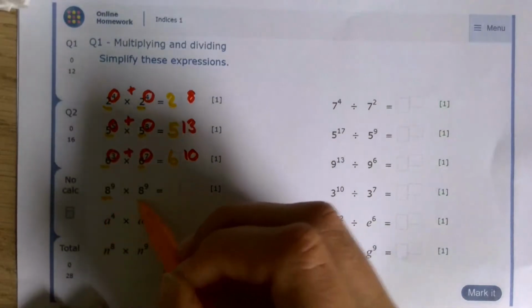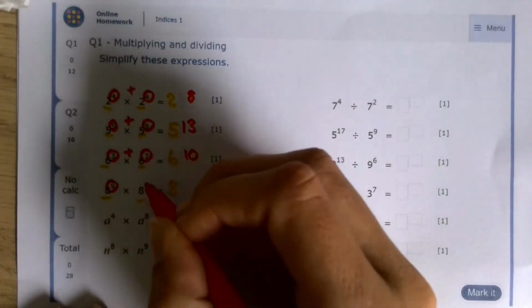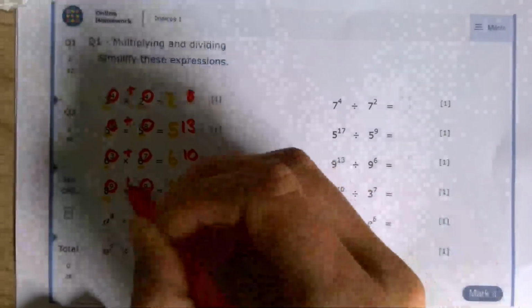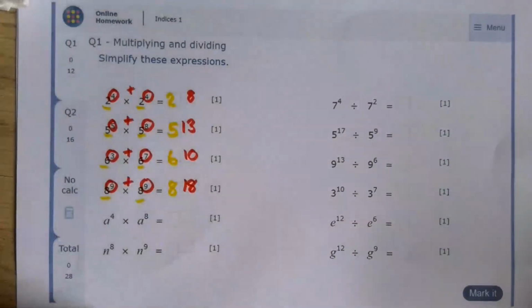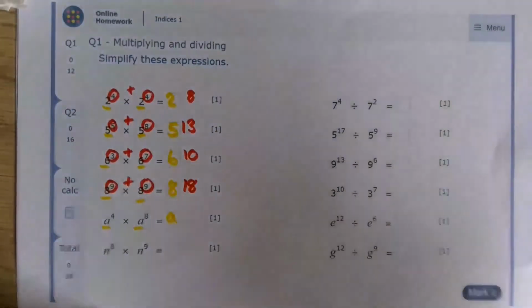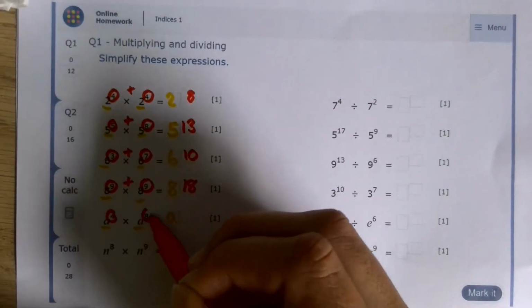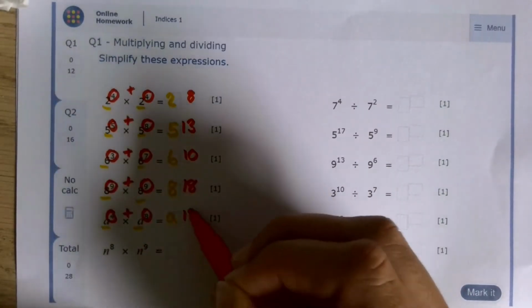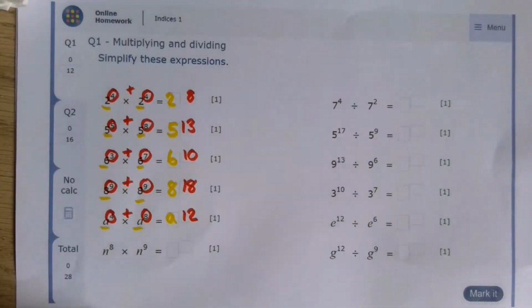Our base number here is 8. We're multiplying 8 to the power of 9 and 8 to the power of 9, which means in total we've got 18 8's multiplied together. Now our base number is A. So we don't know what our base number is, but it doesn't matter because we're just simplifying. We're not calculating the value. And then our powers are 4 and 8. So in total we have 12 A's being multiplied together.